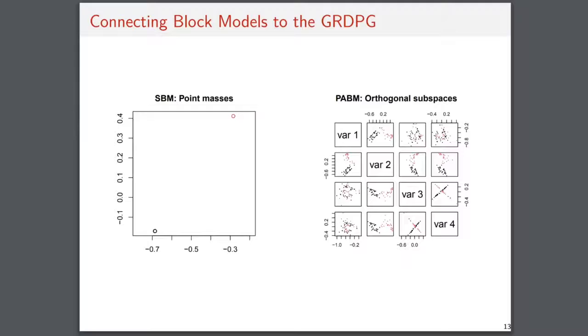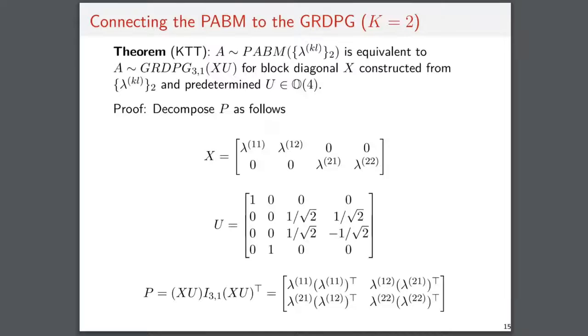It's well known that the latent configuration that induces the stochastic block model under the GRDPG framework is a collection of point masses where each point mass corresponds to a community. Our contribution shows similarly that the latent configuration that induces the PABM consists of orthogonal subspaces, where each subspace corresponds to a community. To illustrate this connection between the PABM and the GRDPG, we will take a look at the case where we have two communities.